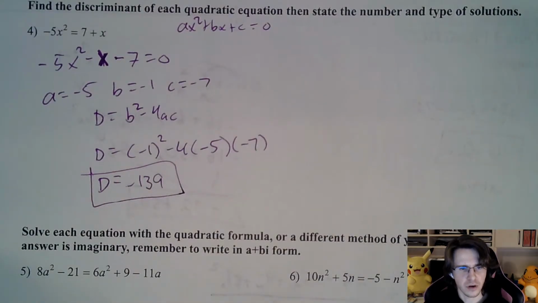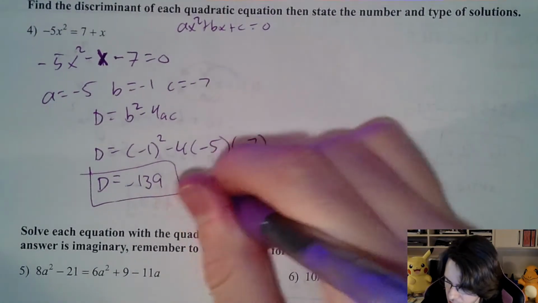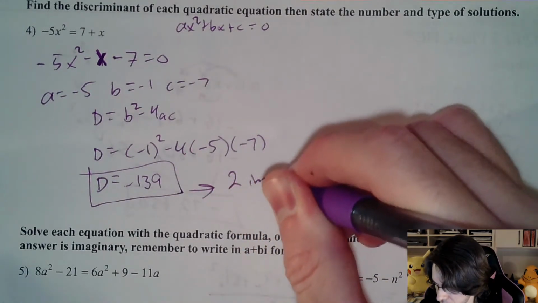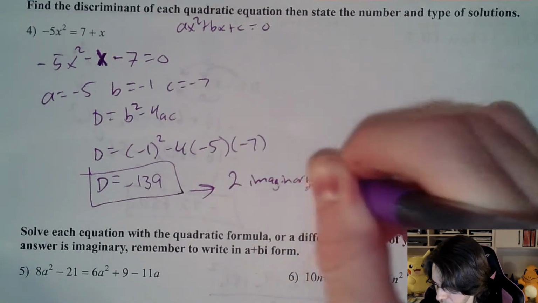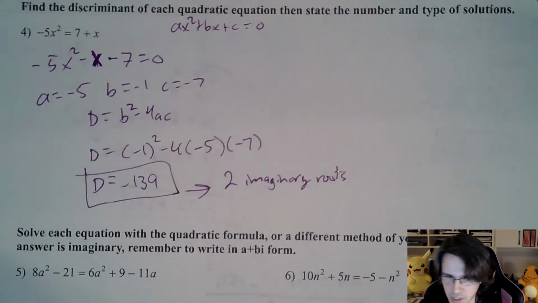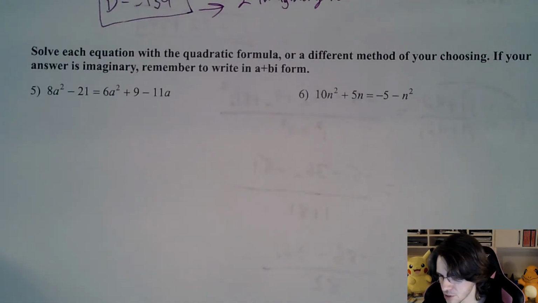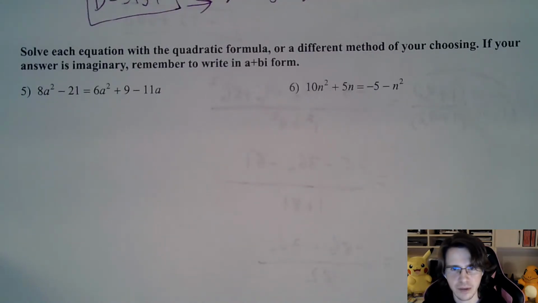From our notes, we know that if it's a negative discriminant, this immediately means that there are 2 imaginary answers, or imaginary roots. I like using the word roots because it has the fewest letters. 2 imaginary roots. So solve each equation with the quadratic formula or a different method of your choosing. If your answer is imaginary, remember to write it in a plus bi form.